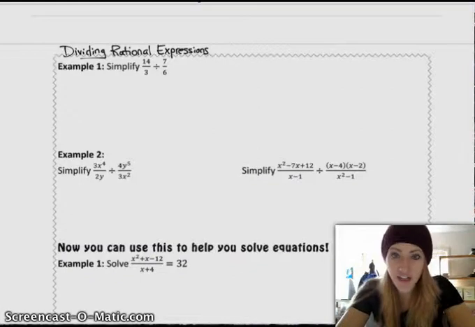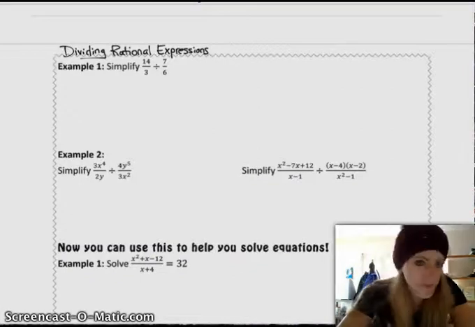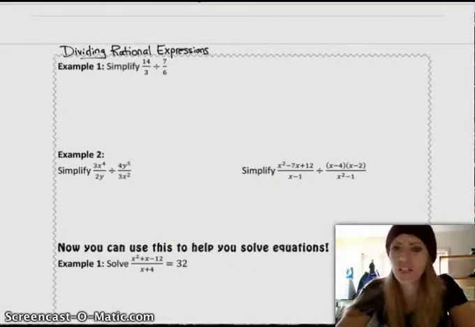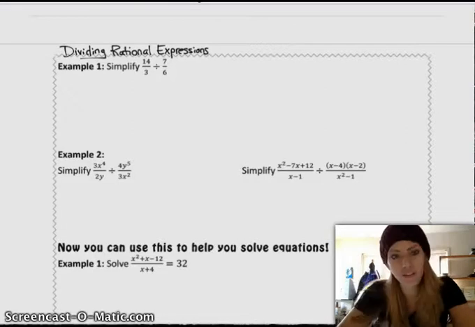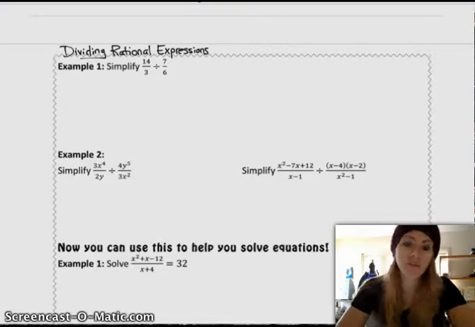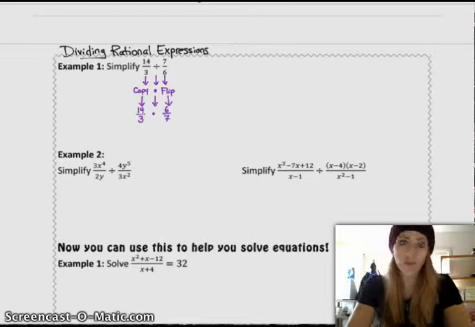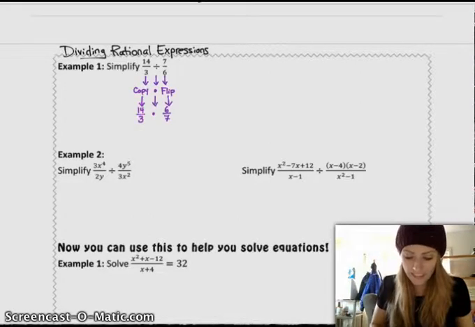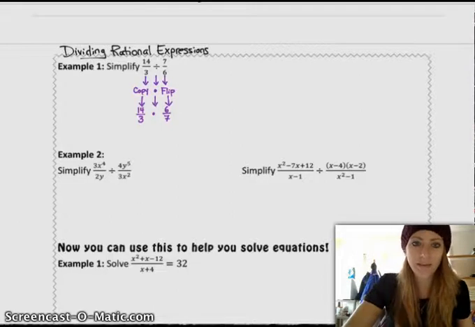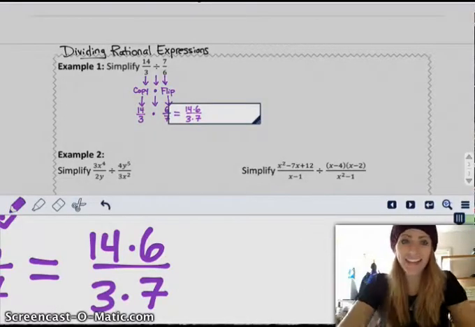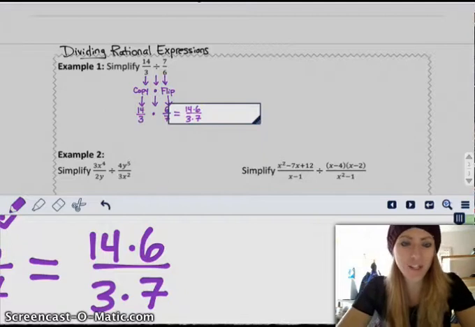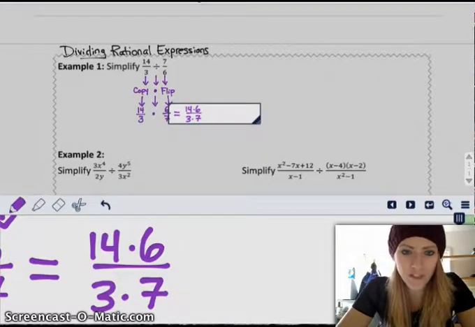Last but not least is dividing rational expressions. Same thing as dividing regular fractions. Copy the first one and then multiply by the reciprocal, right? I like to call it copy dot flip, but I know a lot of you guys are just like, oh, multiply by the reciprocal. So here you go. So we multiply by the reciprocal. So I've got 14 times 6 over 3 times 7. And I say, hey, don't simplify because don't multiply them out because you want to cross your factors out.